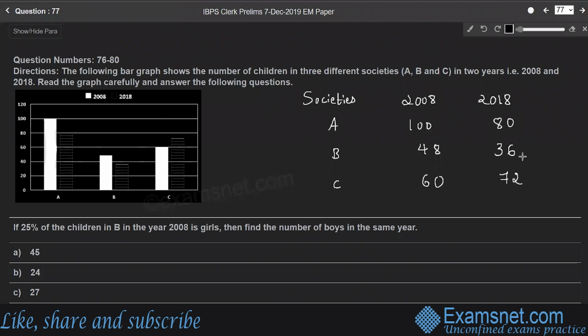Question 77. If 25% of the children in B in the year 2008 are girls, then find the number of boys in the same year. So children in Society B in 2008 is given, which is 48. If 25% of 48 are girls, then what is the number of boys in the same year?